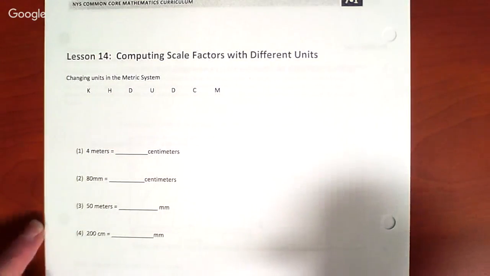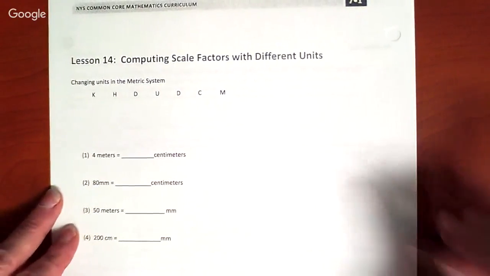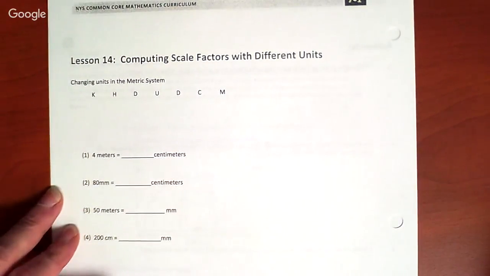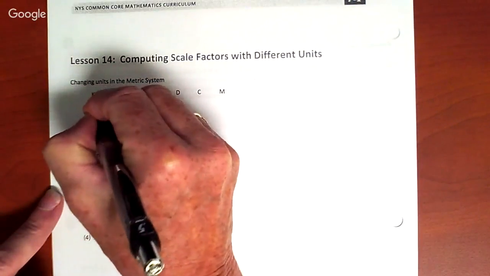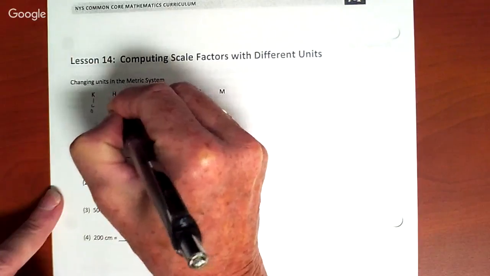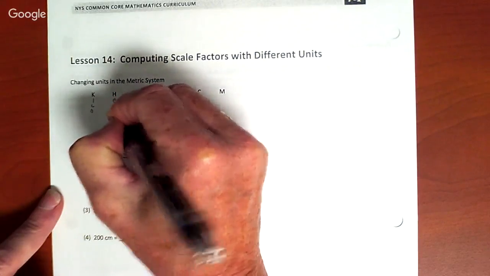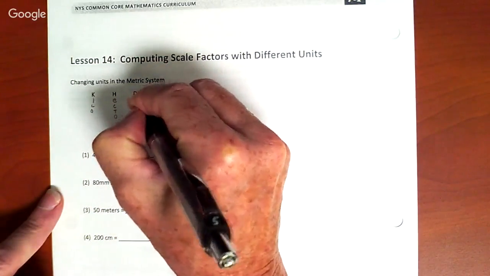This is lesson 14, computing scale factors with different units. Changing units in the metric system, we have kilograms, hectograms, decograms.